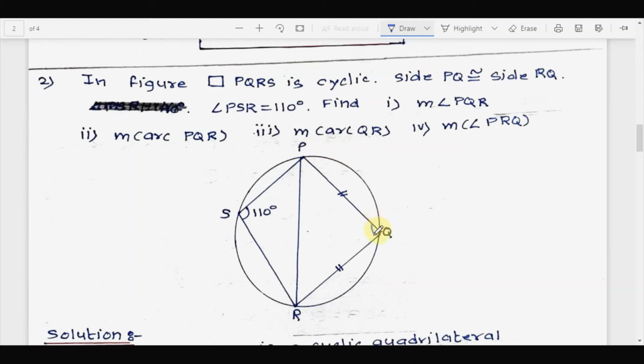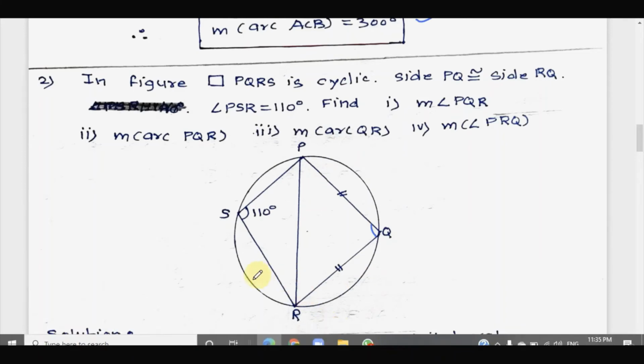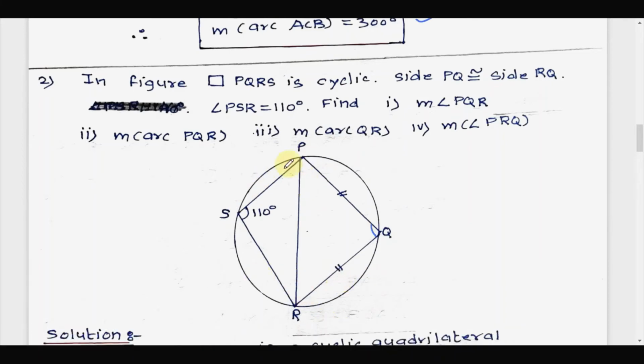This angle you want to find, as well as major arc PQR, means this arc also you have to find, the measure of the arc, and major arc QR, means this arc also you want to find, and major angle PRQ also you want to find. So again, quadrilateral PQRS is a cyclic quadrilateral. PQ is congruent to QR, and major angle PSR is 110 degree given to you. So now let us start with major angle PQR, first part.